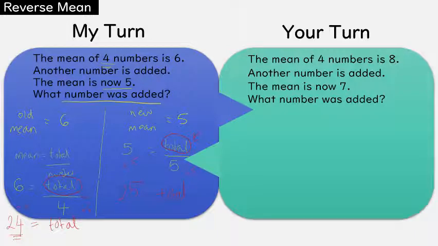So when there were 4 numbers, all of them added together gave me 24. And when there were 5 numbers with one number being added, the total was 25. So the number that must have been added is just 1, is 25 take away 24. So that is my answer.